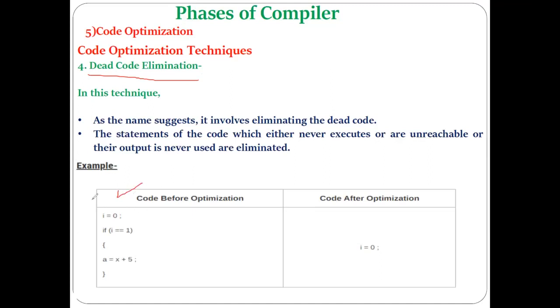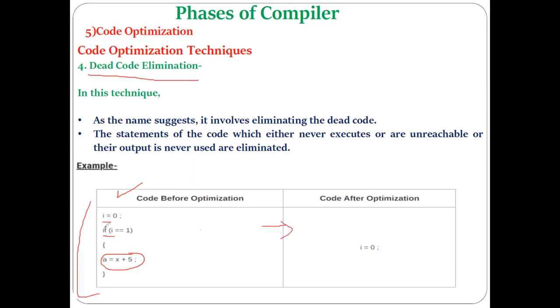So this is the code before the optimization. What is the code? I equal to 0. Here is the assignment of 0 to I. Then if I equal to 1, then do this operation. What operation? A equal to x plus 5. Okay. Now you can see these 5 lines of code are reduced to one line of code.